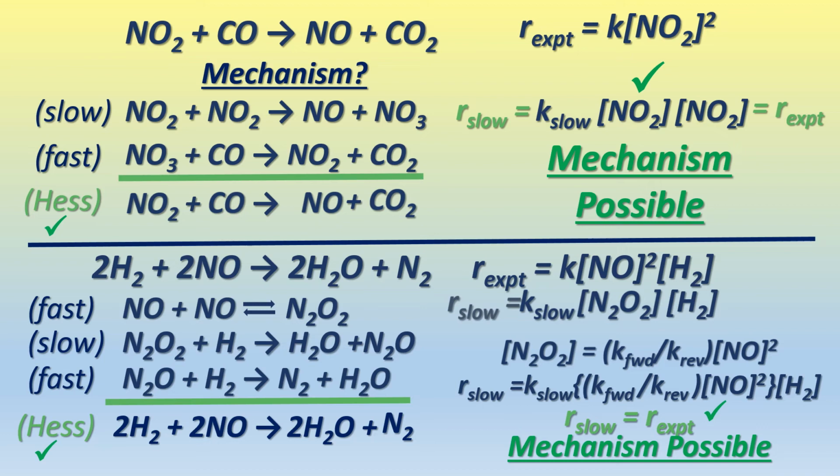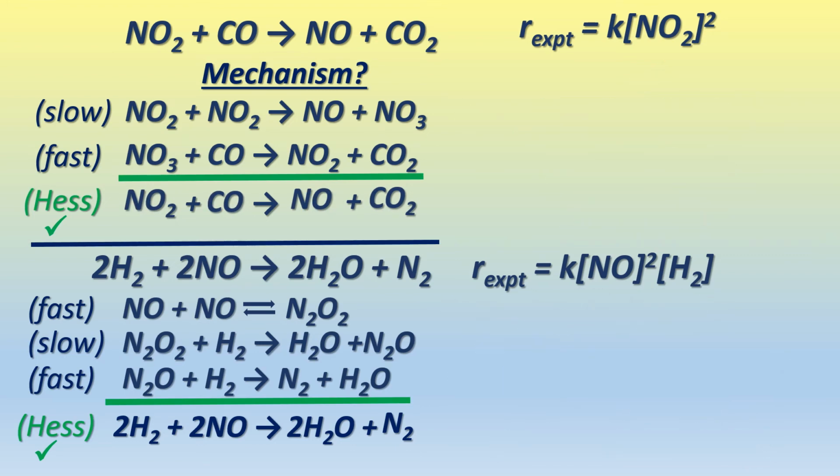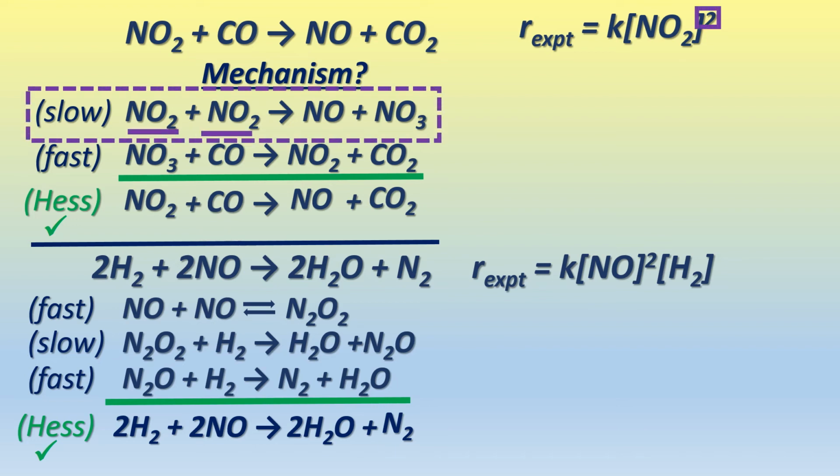How does a mechanism actually work? What does it tell you? What does the order of the reaction tell you about the mechanism? If I look at these two reactions, in the first reaction, the concentration of N2O2 is squared. You see that N2O2 shows up twice in the slow step. Carbon monoxide does not show up in the rate determining step.